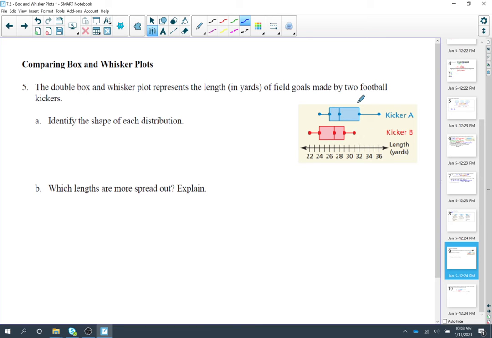Part A, identify the shape of each distribution. I'm going to start with the blue one, which is kicker A. To me, kicker A has a tail over here on the right. Because he has a tail on the right, or longer on the right, we're going to call him skewed right. Now, kicker B, which is our red one, looks about the same on both sides. This is a little shorter than this one, but the tails look about the same. He doesn't have to be exact, but to me, he looks pretty symmetric.